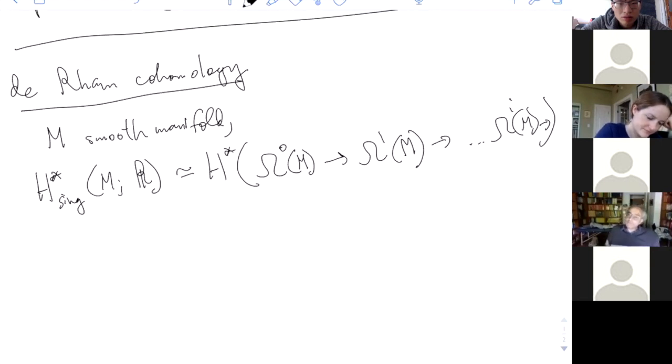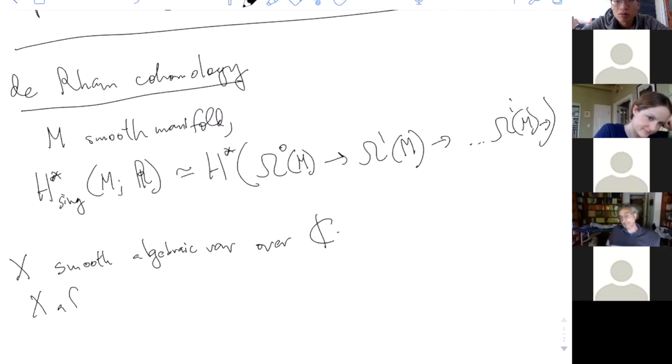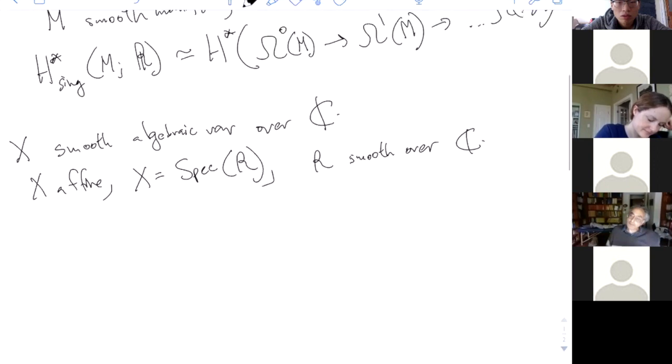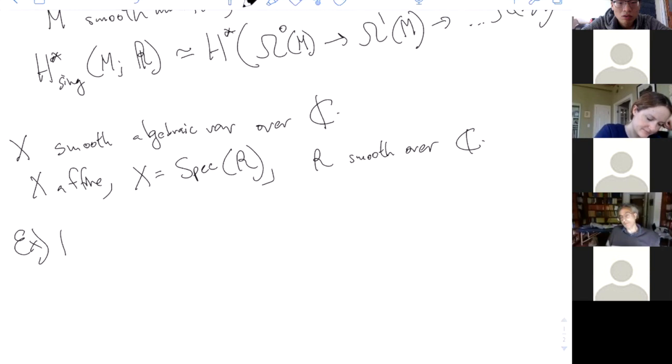So now let's say you have instead an algebraic variety over the complex numbers. Let's replace M by X, which is going to be a smooth algebraic variety over the complex numbers. And let me assume that X is affine. So X is the spectrum of some ring R, where R is a smooth algebra over the complex numbers. An example to keep in mind is R equals C[z, z^-1].